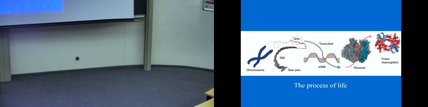And the process of life is very complicated, and I greatly simplify it here with this diagram of one of your chromosomes. If you unwind it, there's the DNA packed into your chromosome. On that DNA, you have a sequence that codes for a specific gene, that then gets transcribed through messenger RNA, through a ribosome, and eventually ends up with a protein, in this case, hemoglobin.